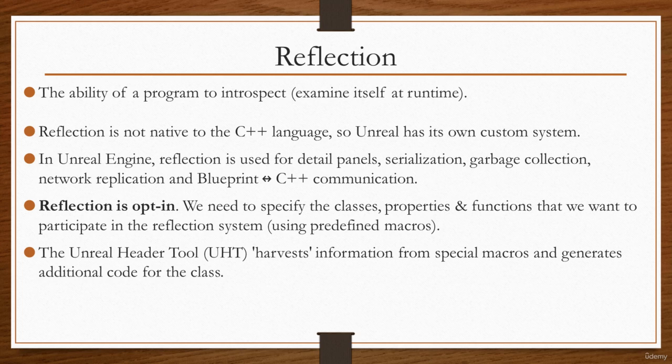Now, reflection is opt-in, so we need to specify the classes, properties, and functions that we want to participate in this reflection system, again using predefined macros. Something called the Unreal Header Tool, or UHT, will harvest, or in other words collect, information from our classes from these special macros and will generate additional code for the class, and that will actually be located in an appropriately named .generated file.